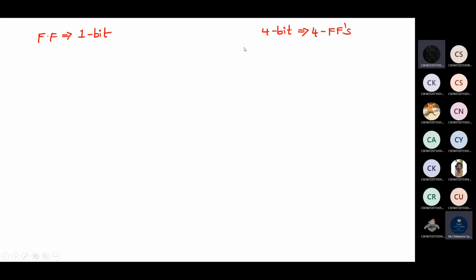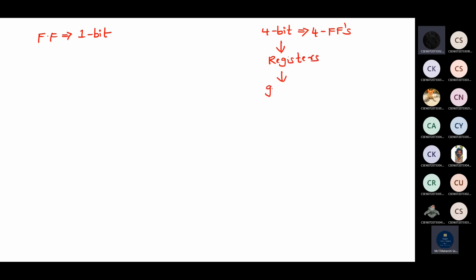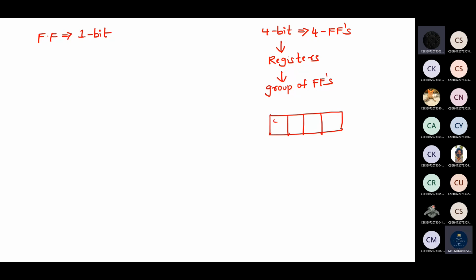In order to store this information, we need to make use of registers. Simply, a register is nothing but a group of flip-flops. If I want to store 4 bits of information, I need to make use of 4 flip-flops. It will look something like this: 1, 2, 3, and 4. So this is a register of size 4 bit, so that I can store any 4-bit information starting from 0000 to 1111. This is the basic concept of a register.